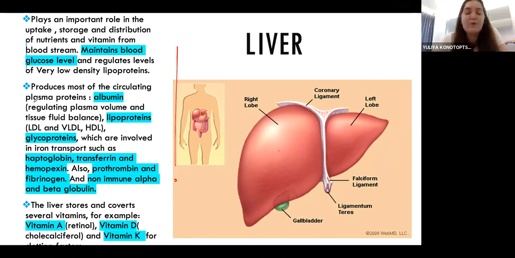Here we make the majority of the plasma proteins like albumin, right? Lipoproteins, glycoproteins, all the different transporters like haptoglobin, the transporter for iron, transferrin, the same, hemopexin, the same for iron. We make prothrombin and fibrinogen here. One of them is for clotting, one of them is not, and we make some other proteins here as well. Don't forget that the liver also converts several vitamins to their active form. For example, vitamins A, D, and K are converted to the active form in the liver as well.